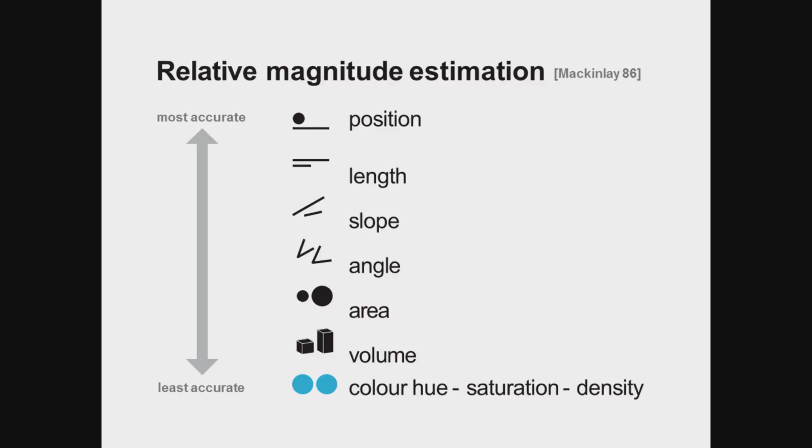If you go down, we are actually very bad at volume. It's very difficult for us to judge or estimate volume. And then at the very bottom, interestingly, is color, something that we use a lot of, and it is one of the hardest things for us to estimate differences in value.